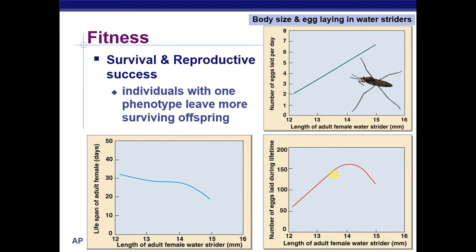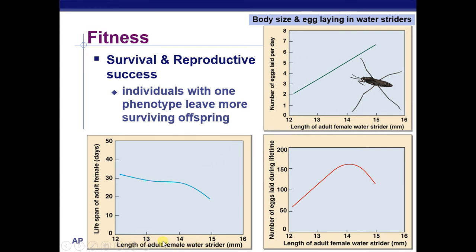Here we have graphs that illustrate body size and egg laying in water striders. On the x-axis, we have the length of adult female water striders, and on the y-axis, the number of eggs laid per day. We can see that a larger length results in more eggs. So we would say one that is able to lay more eggs would be more fit, and by extension, ones that are larger are more fit in this situation.